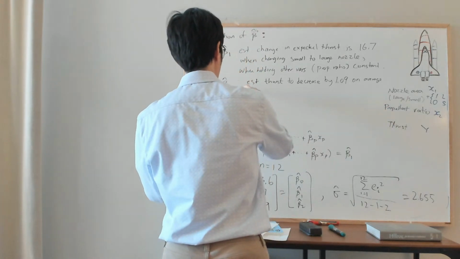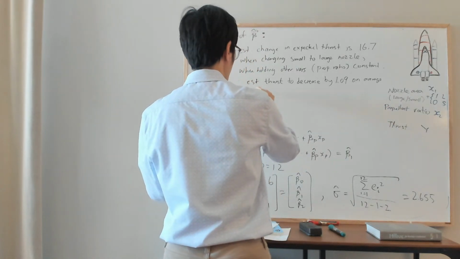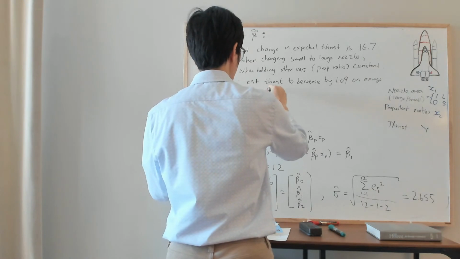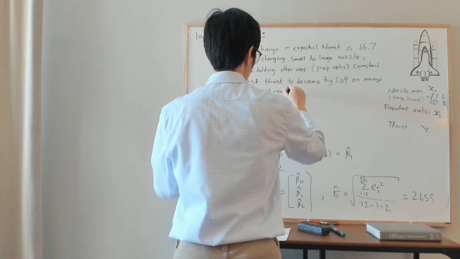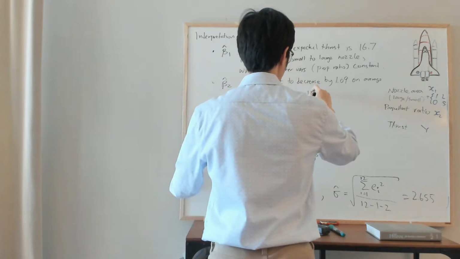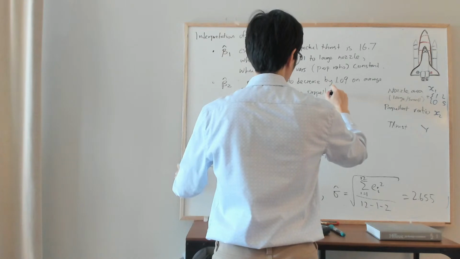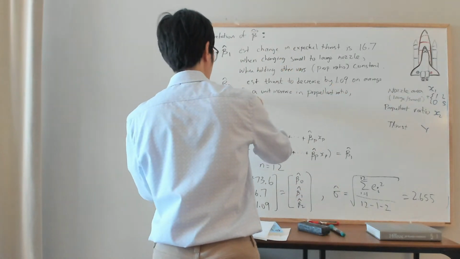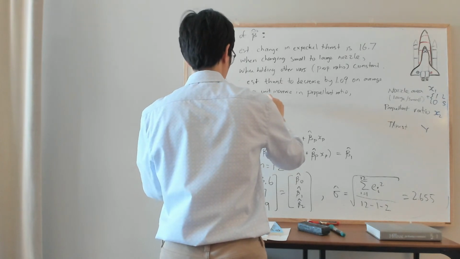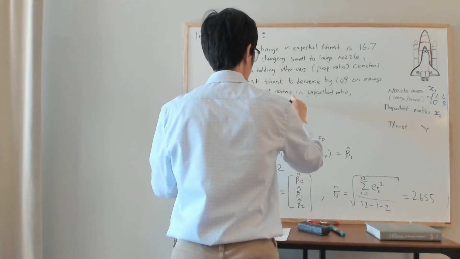So we estimate the thrust decrease on average by 1.09 for a unit increase in the propellant ratio. Okay, and then again while holding the variables constant.